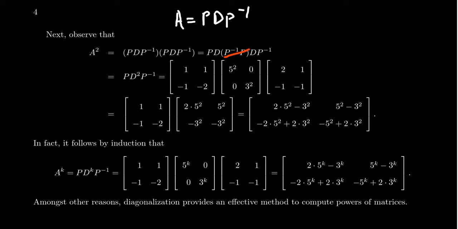Because it's a diagonal, to square a diagonal matrix, you just square the diagonal entries, 5 squared and 3 squared, which are, of course, 25 and 9. That's not so bad to do. And then once you square the matrix, you multiply by P and by P inverse. Since D squared will still be a diagonal matrix, one of those products just means scale the rows or scale the columns, whichever direction you prefer.